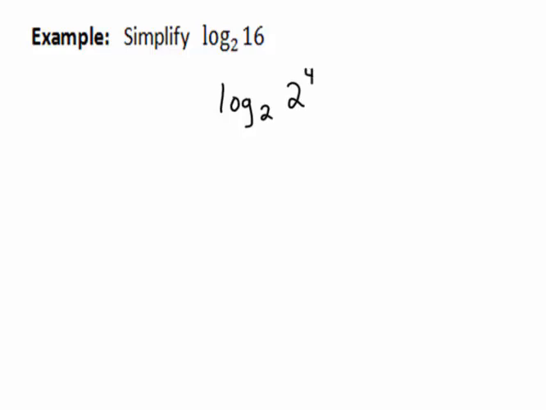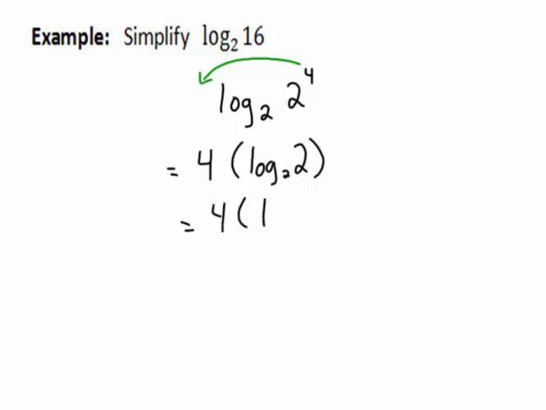16 is the same as 2 to the 4. Now, if we use our power rule, the 4 is going to make its way to the front. So this is really the same as 4 times log base 2 of 2. And we have to remember, we have a rule when the argument and the base are the same. That is really just the same as writing 1. So this whole value is just 4. So log base 2 of 16 is really just equal to 4.